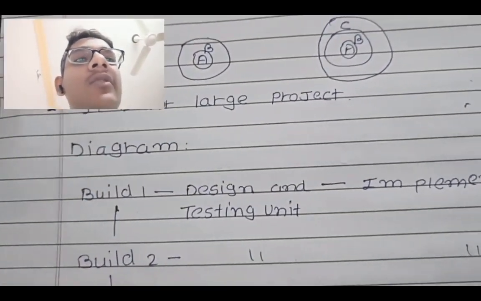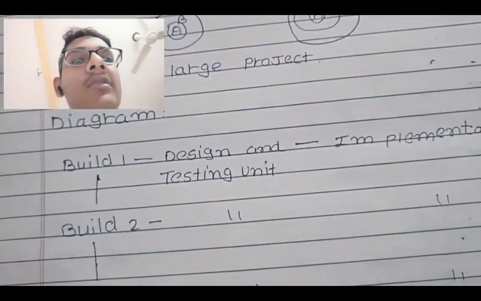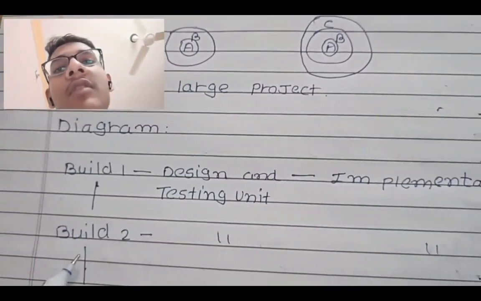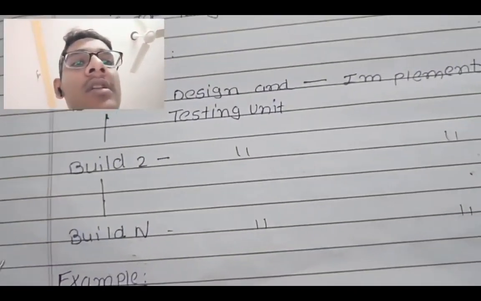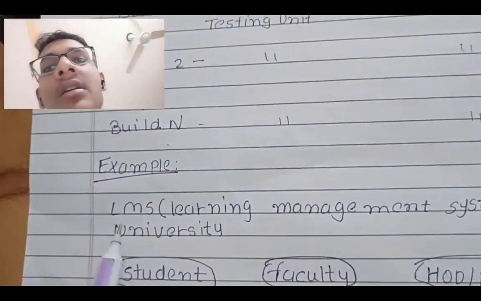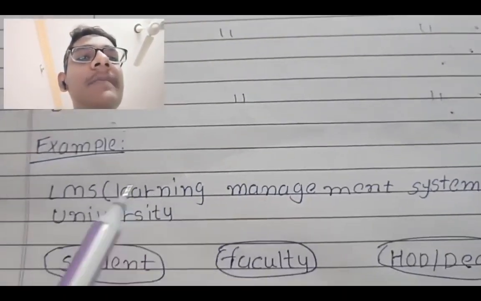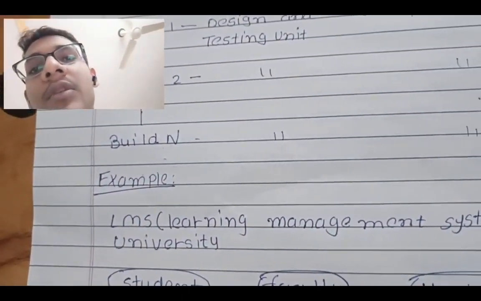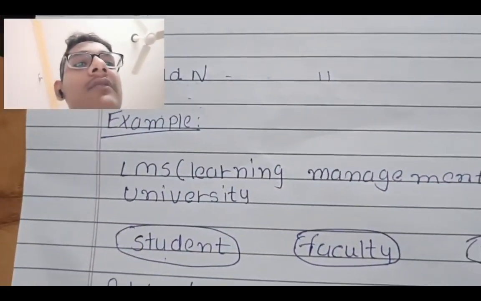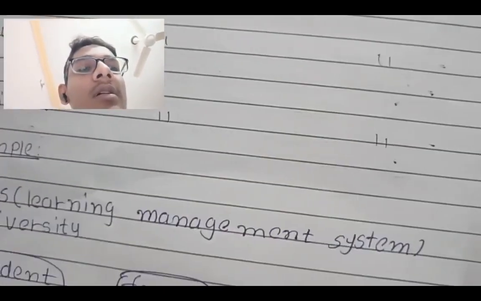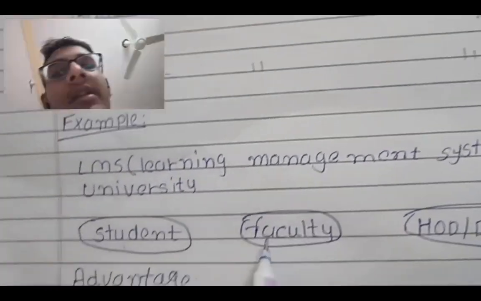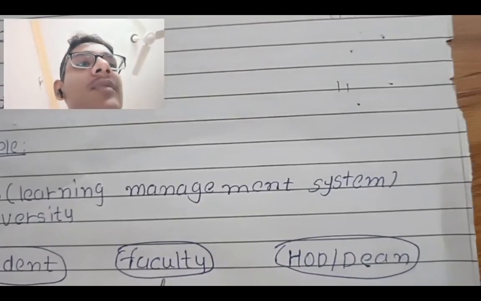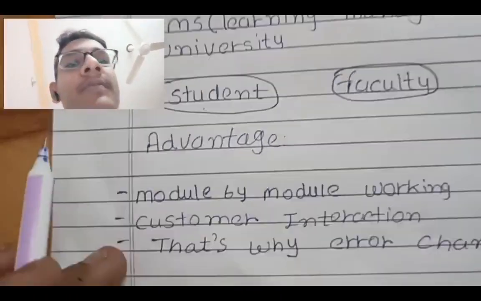After the client uses it and gives you requirements, we will build again. Example: LMS, a learning management system. The best example is a university. We will first make the student attendance model. After the student attendance model passes, we will build the faculty attendance model. After that, the HOD and Dean model.